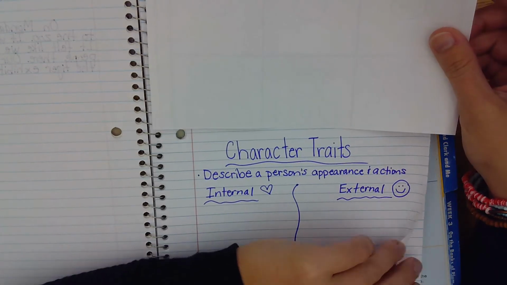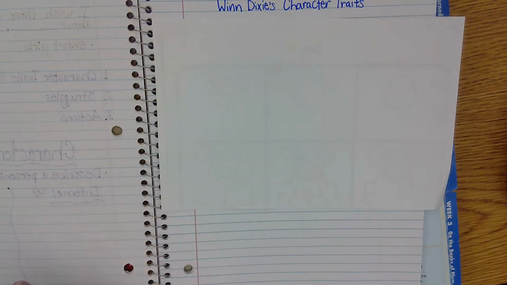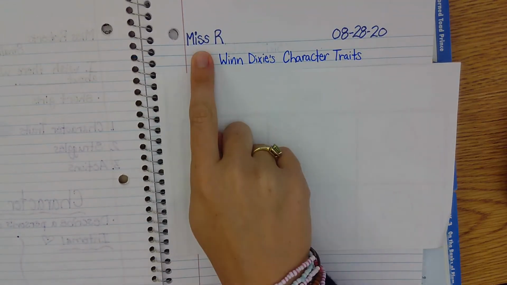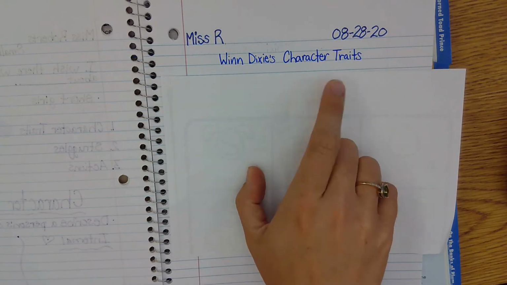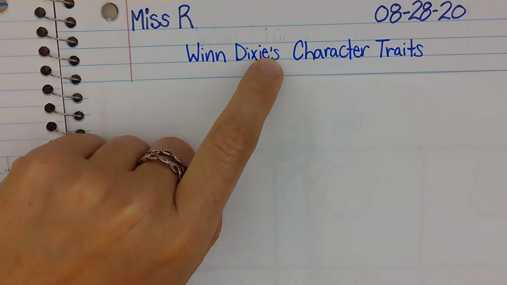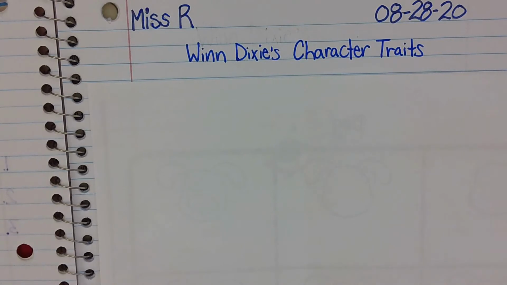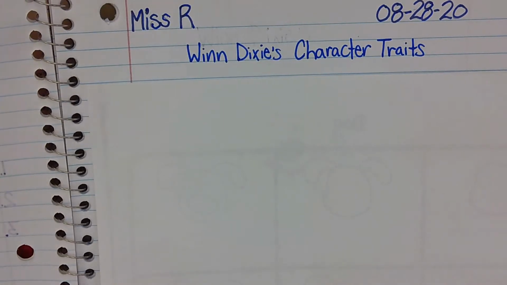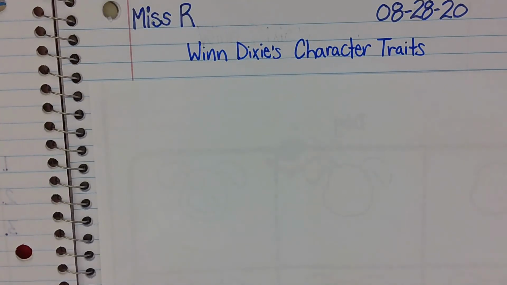All right, so on the next page in your writing notebook, I want you guys to put your name, today's date, and write Winn-Dixie's character traits. And I'll zoom that in for you a little bit. And don't forget to spell Winn-Dixie's name the right way and get that apostrophe in there. That's showing possession. We're talking just about Winn-Dixie's character traits. So I'll give you a few minutes to get that written. And remember, you can always pause the video if you need to before you continue with us.